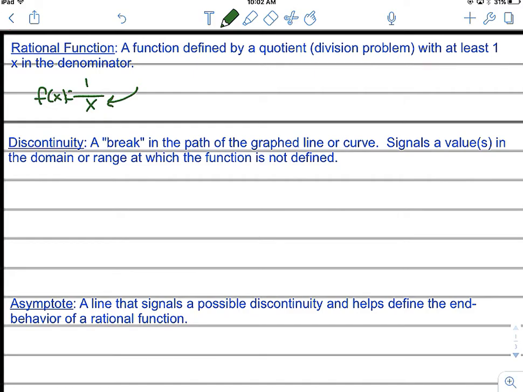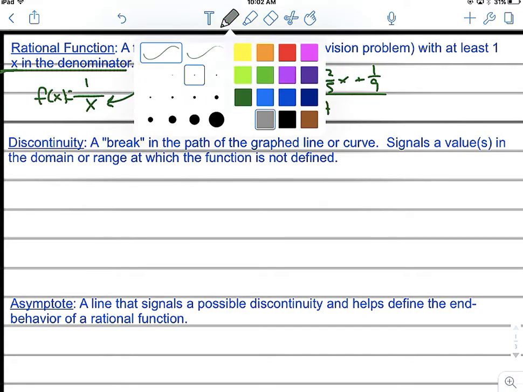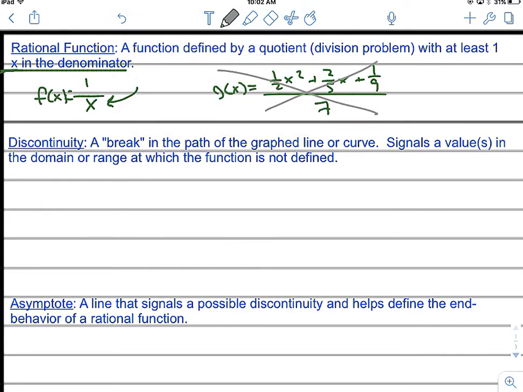And I do want you to note that it's going to be having to do with x in the denominator, not just division. So don't get confused in thinking something like this, where we have, let's say, 1/2 x squared plus 2/5 x plus 1/9, which already has a lot of division in it. Even if I throw this over and say divide by 7, that's not a rational function either. So this is what we call a non-example. This is a non-rational function. This is a rational function. And again, it has to do with not just division, but division by x.